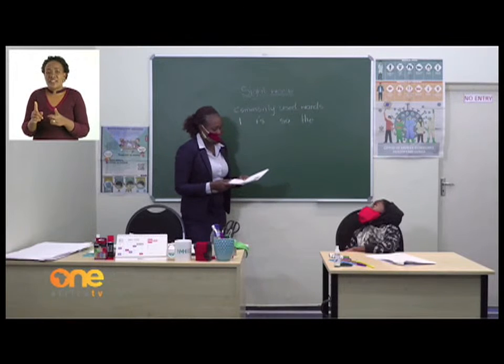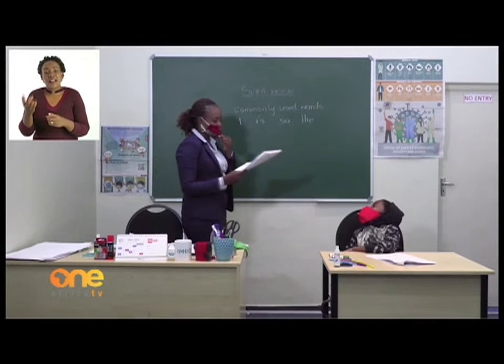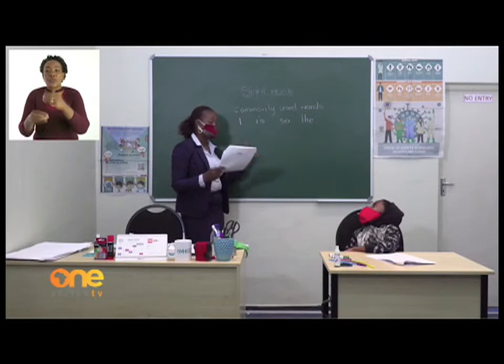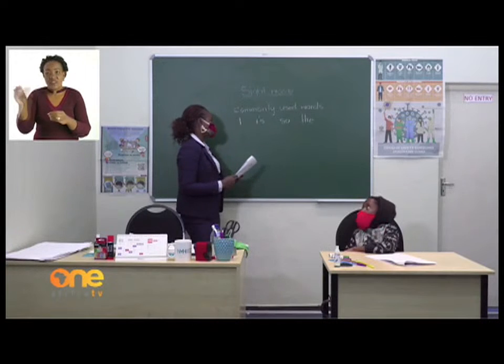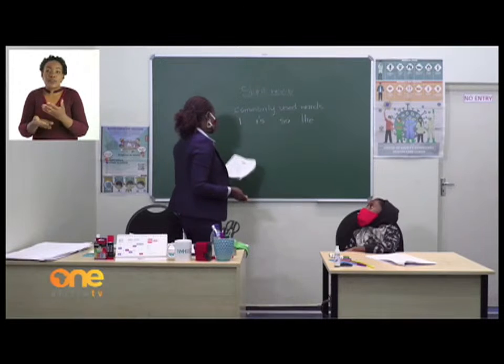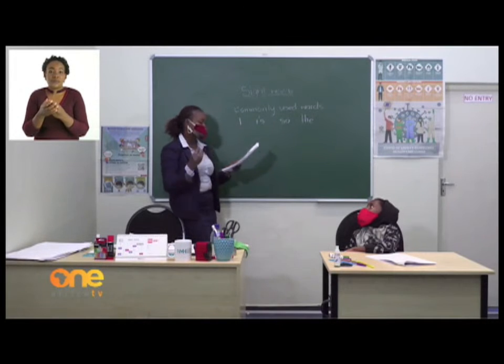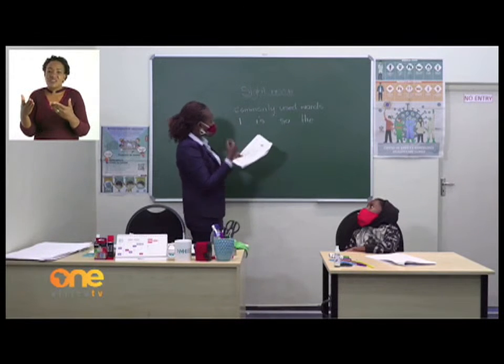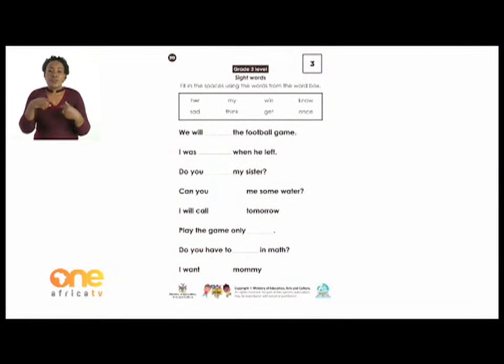We are given some sight words in the box, and you are going to fill in to complete the given sentences. Let me do the first 2 with you as well. We will dash the football game. What will happen? We will win. Okay? We are given a sight word, win. So, we will win the football game.